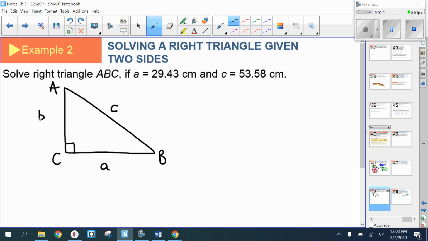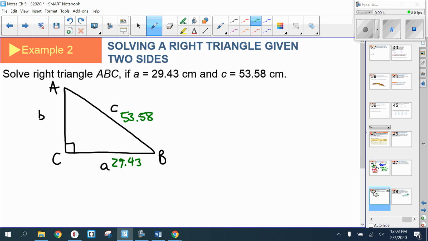Hypotenuse is C, so that means the right angle is C. Okay, so I'm going to label what they give me. They give me side A is 29.43 centimeters, and side C is 53.58 centimeters. In general, whatever they give you two of, it's almost always easier to find the third one.